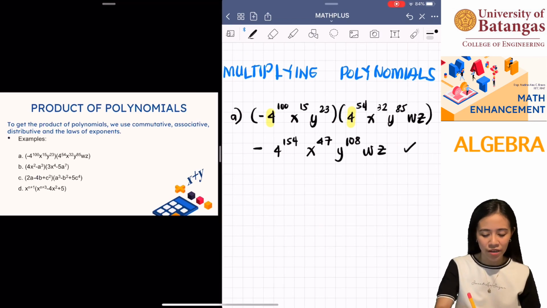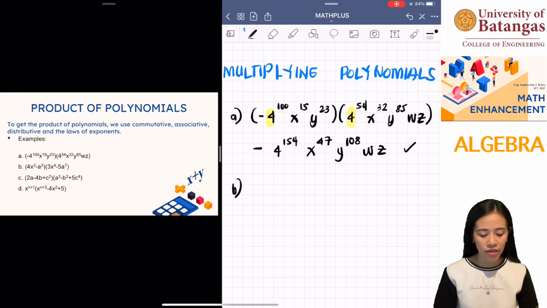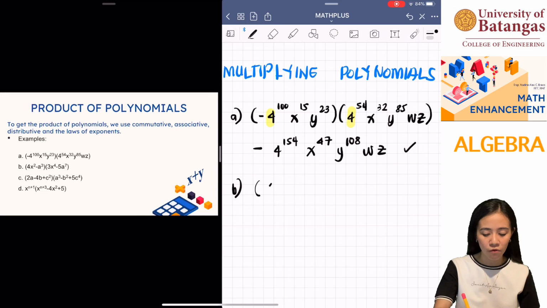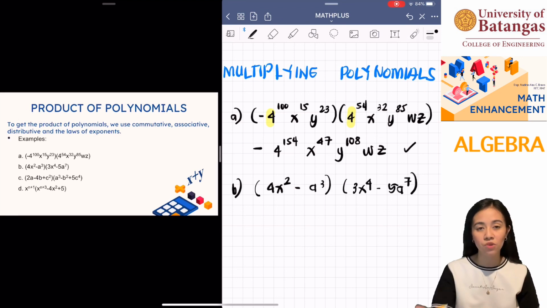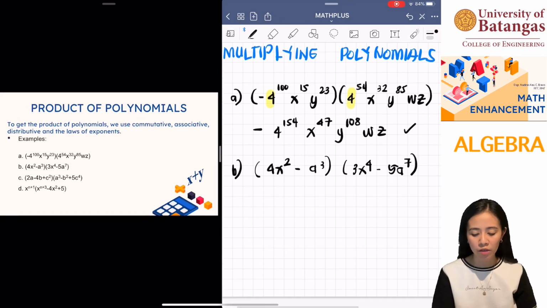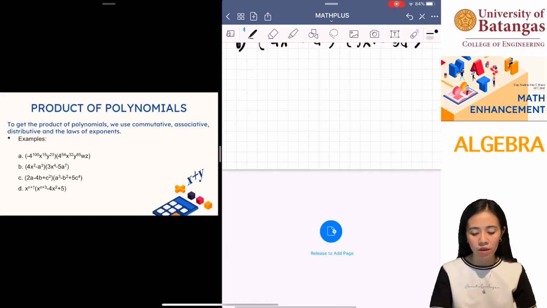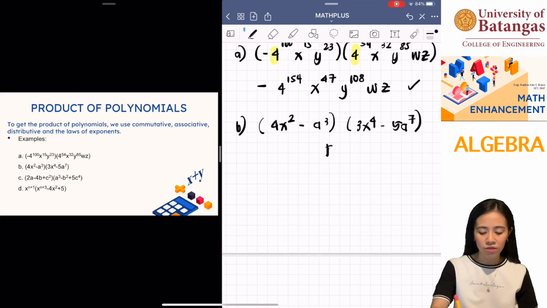Next, let's solve for letter B. As you can see with letter B, these are binomials, so we are multiplying two binomials. You have 4x cubed minus a cubed times 3x to the 4th minus 5a raised to 7. And as you can remember, when we multiply binomials, we apply the FOIL method for that.